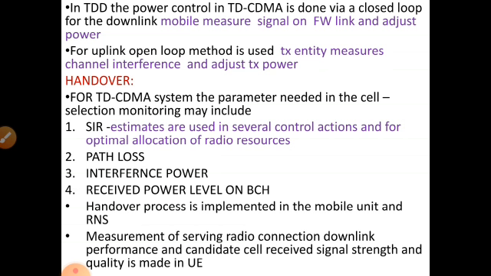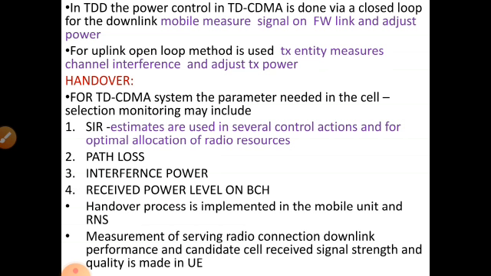What is the meaning of closed loop? The mobile measures a signal on the forward link, and based upon the measurement it adjusts the power. That means the mobile unit first measures the signals on the forward link. Forward link is a signal given from the earth towards the satellite, and based upon the signal they adjust the power. That is the closed loop.